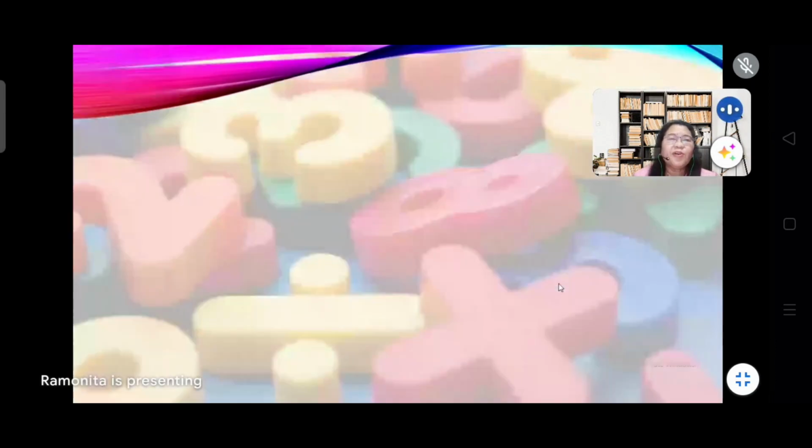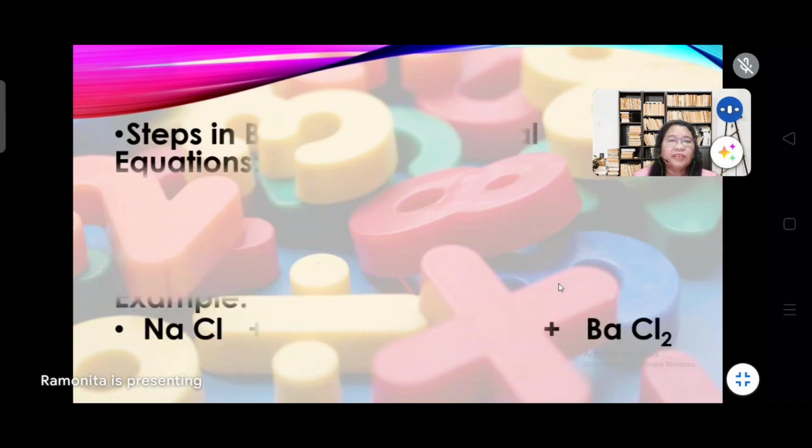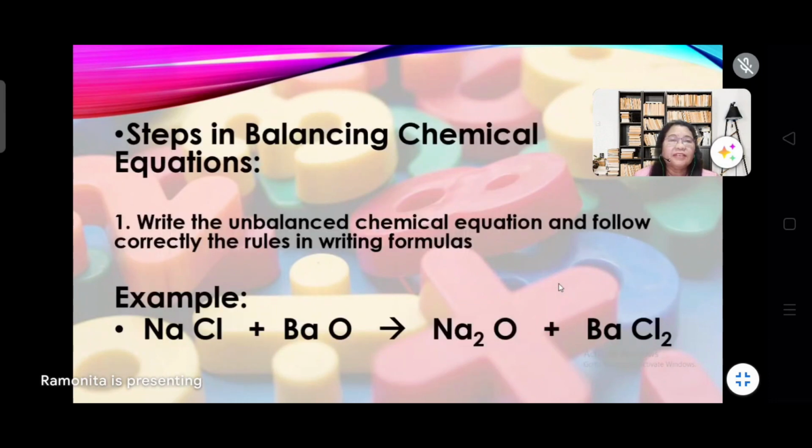Since you already know how to identify a subscript and a coefficient, let's discuss the steps in balancing a chemical equation. First, write the unbalanced chemical equation and correctly follow the rules in writing the formulas. Example, we have sodium chloride and barium oxide produce sodium oxide and barium chloride.